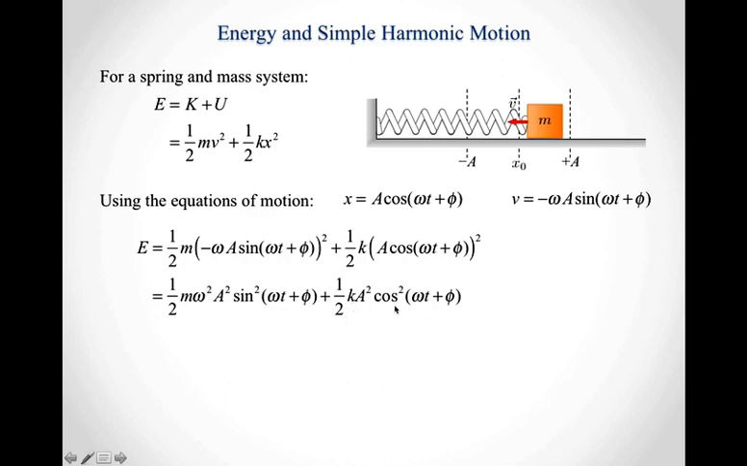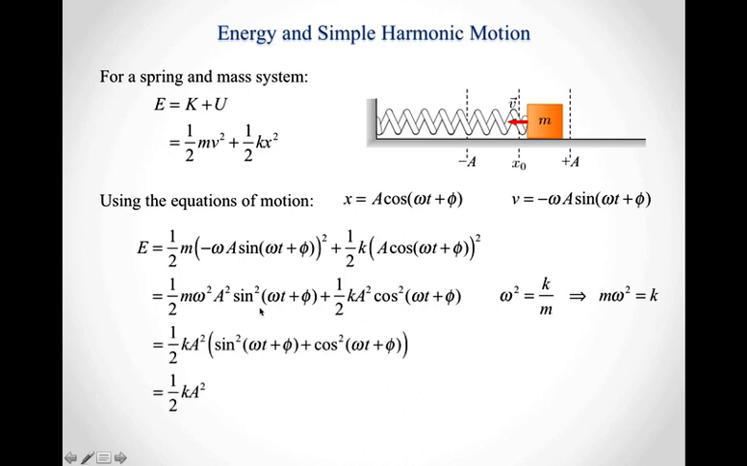of cosine squared. But of course, omega squared is k over m for my spring and mass oscillator, so sure enough, m omega squared is just another way of saying k. So I can rewrite this as 1/2 k a squared sine squared(omega t plus phi), which means that I can then factor out the 1/2 k a squared. I'm left with sine squared plus cosine squared. Sure enough, that's 1. And so I get the total mechanical energy of my spring and mass system is 1/2 k a squared.